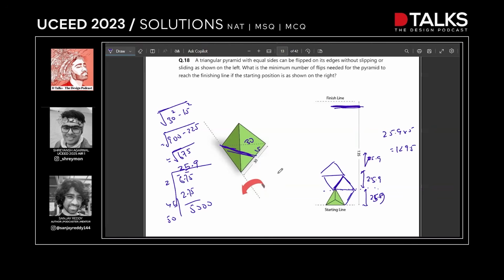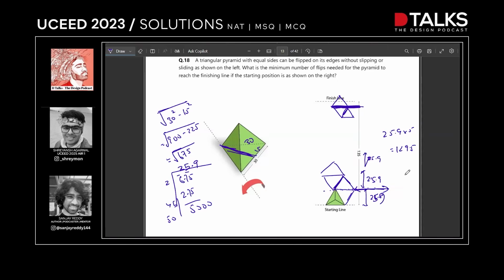Okay, so somewhere around here, we'll arrive a little before the finish line. That means the next 2 flips are going to get us across, right? So that means we are moving a total of... Acha, wait. So what did I do wrong here? We had already moved 25.9 centimeters here. So that means our actual distance was 135 minus 25.9.